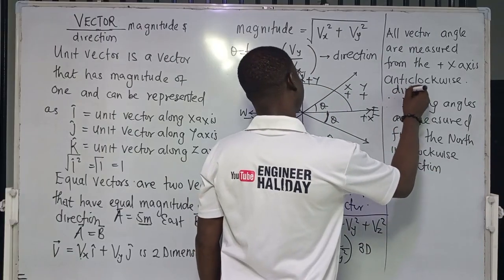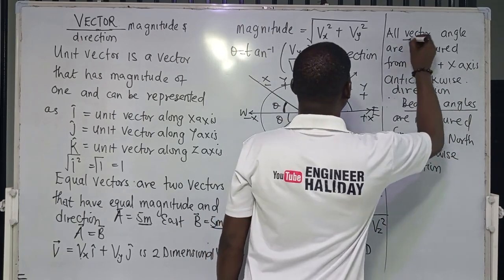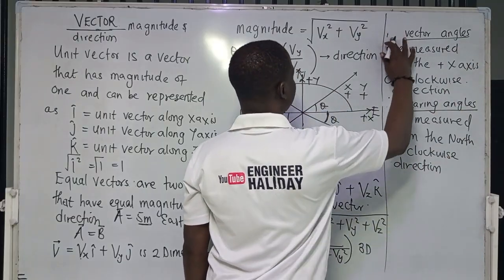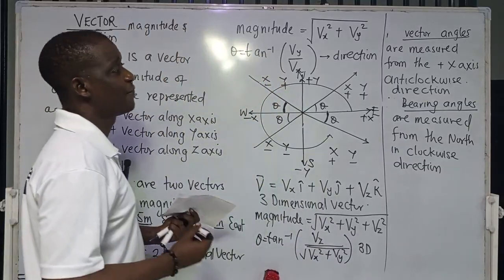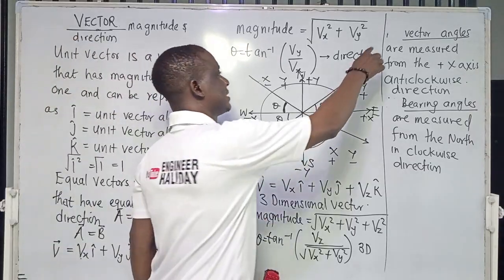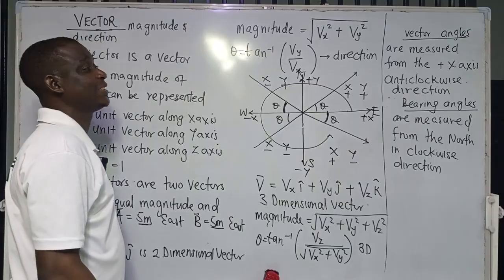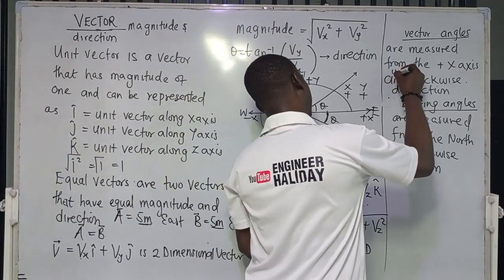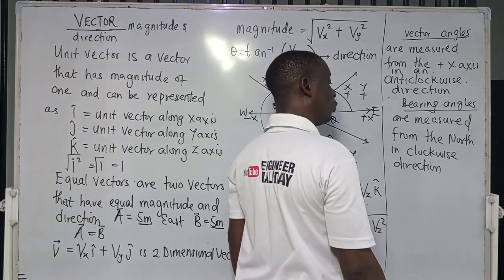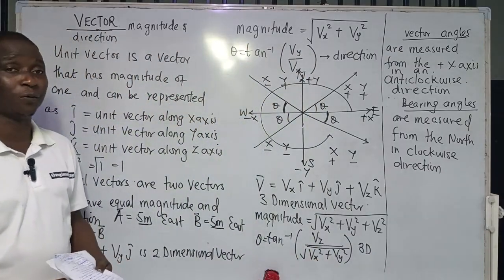Counterclockwise direction, or anti-clockwise direction. Take note of this one. Vector angles are measured from the positive x-axis in an anti-clockwise direction. While bearing angles are measured from the north in a clockwise direction. So please take note of that.